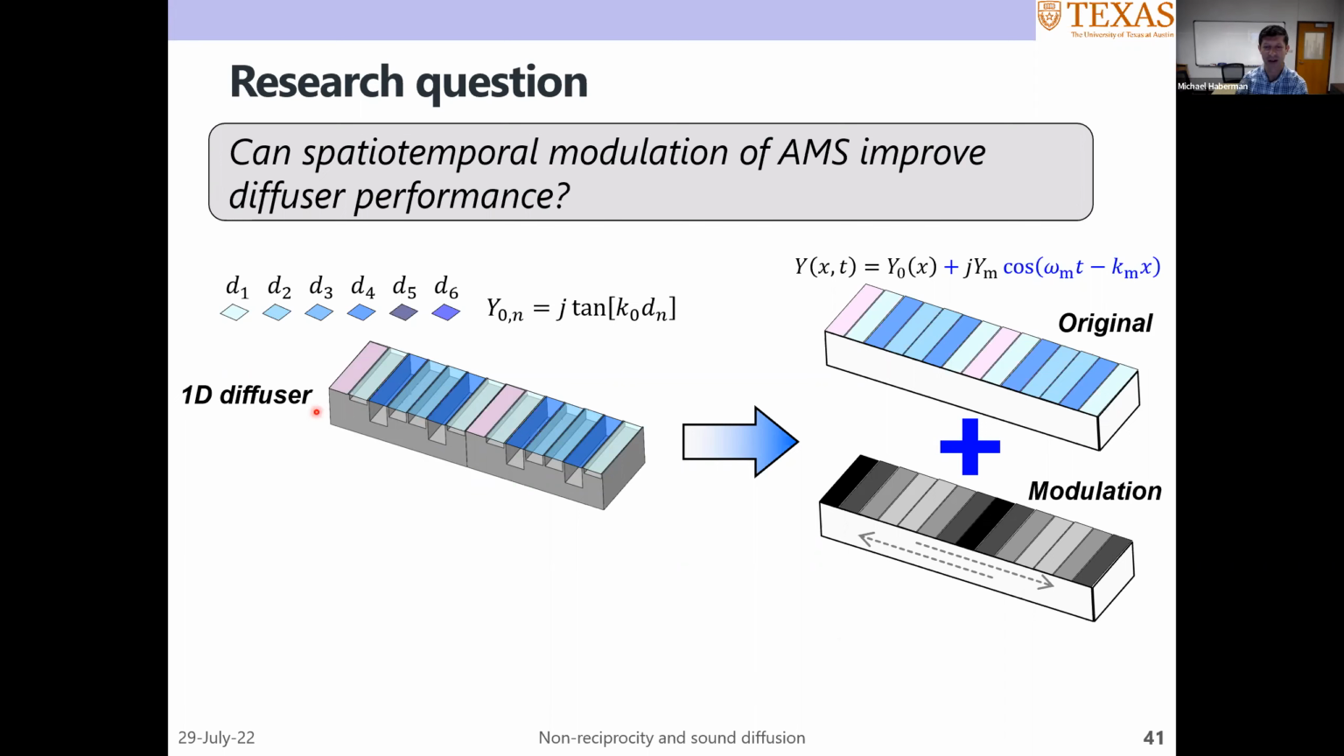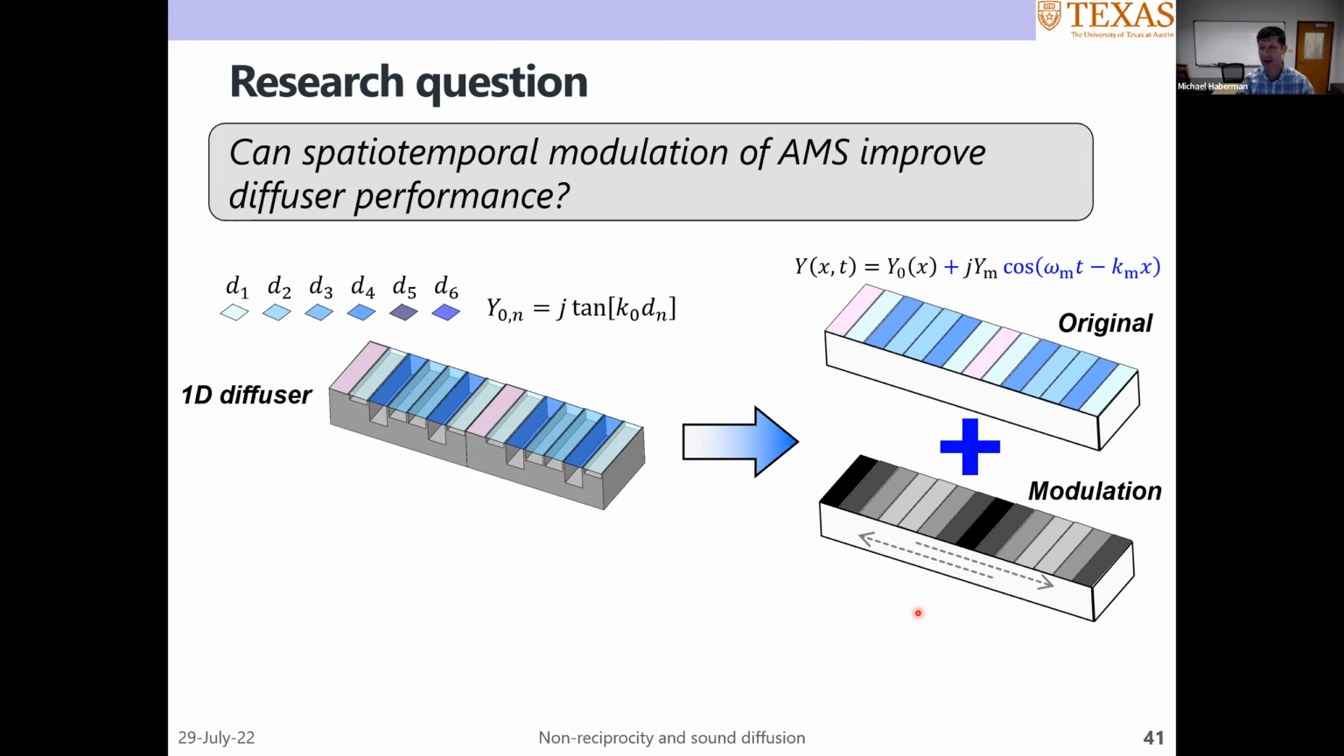And so the idea here is, if you have, as an example, a simple 1D diffuser, your original arrangement of the spatial distribution of the input admittance, and then you add in some modulation function. In this case, we're just going to look at first at a single wave, single frequency modulation omega m and wave number km. So we have the original distribution, and then we add some modulation which can modulate in one direction or the other.